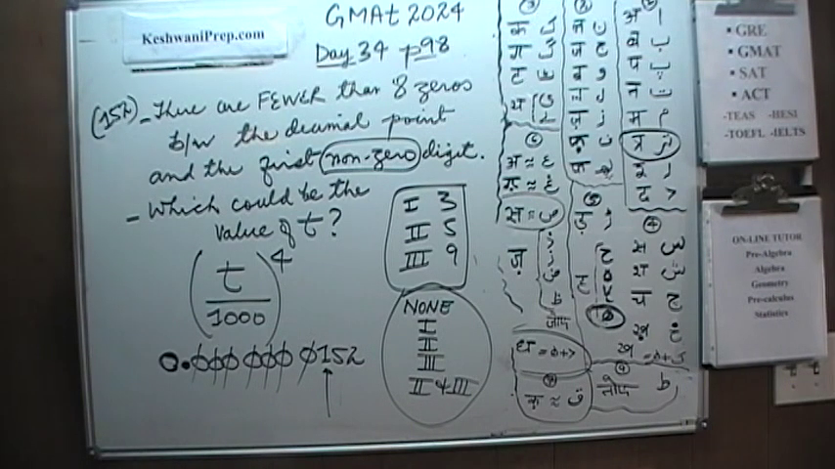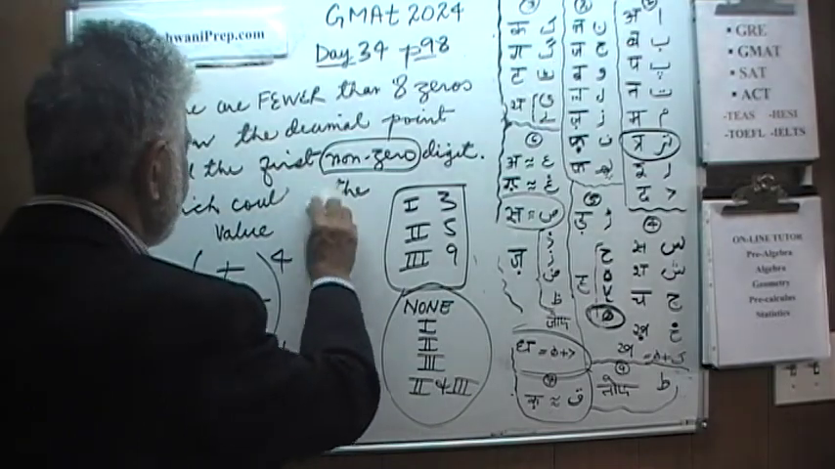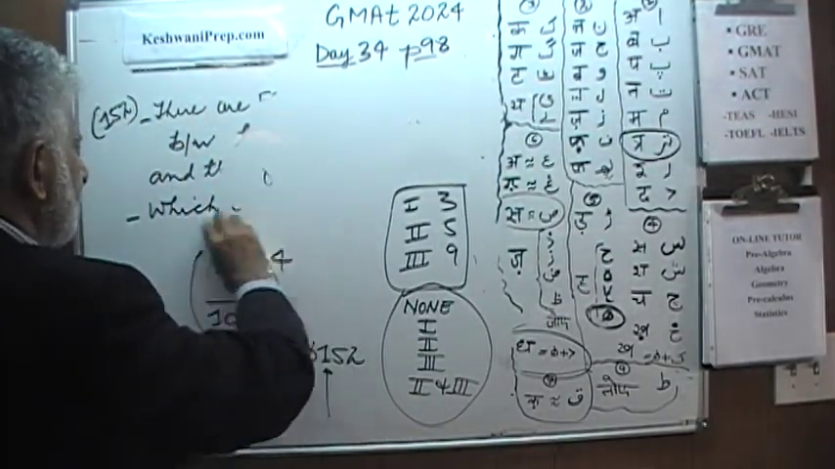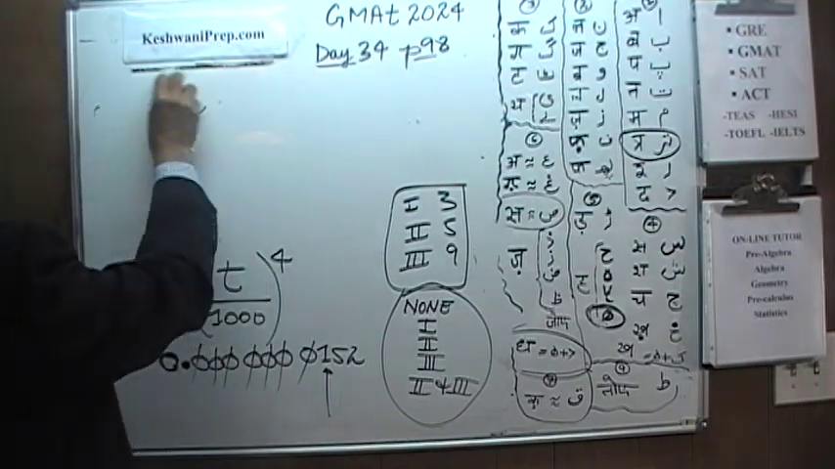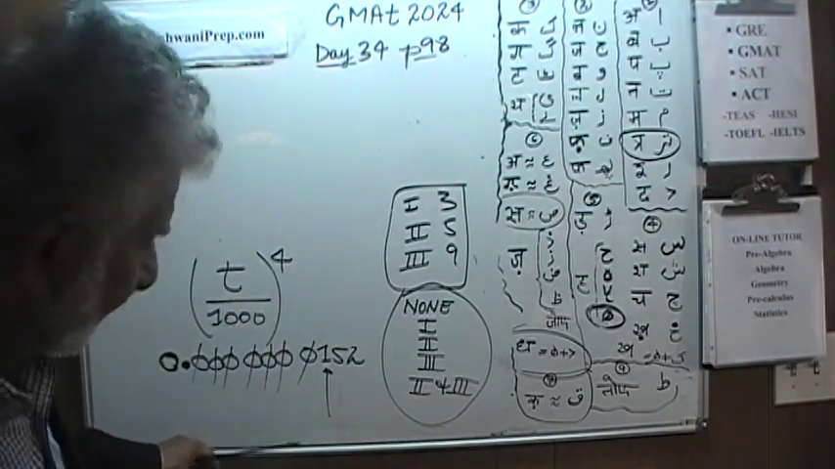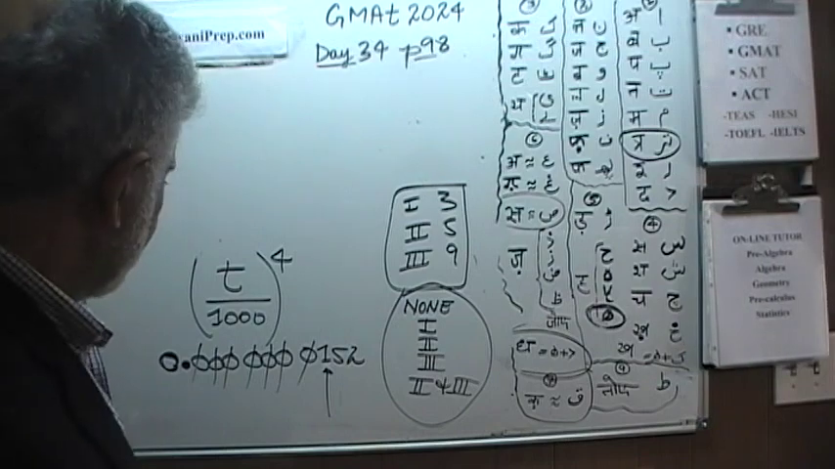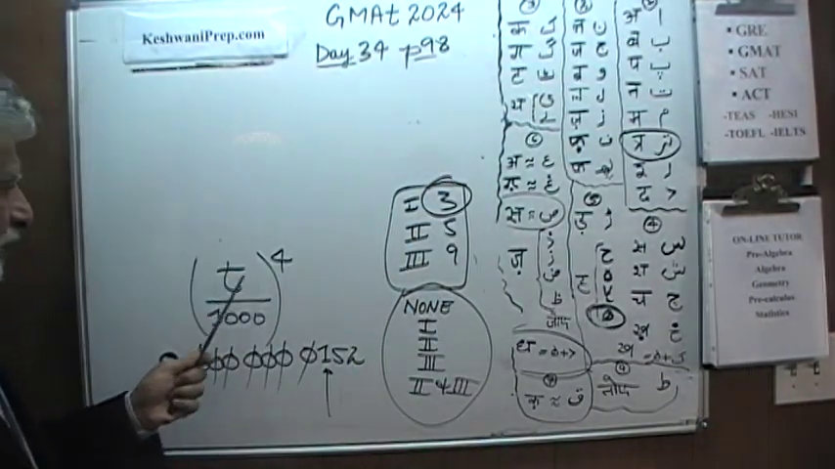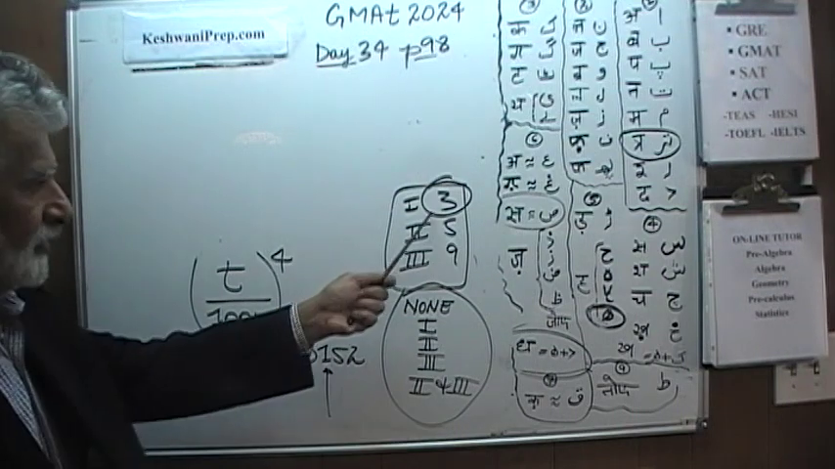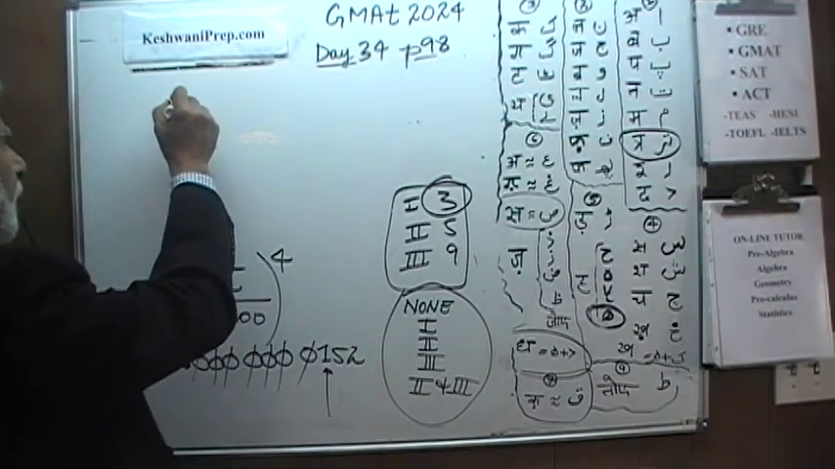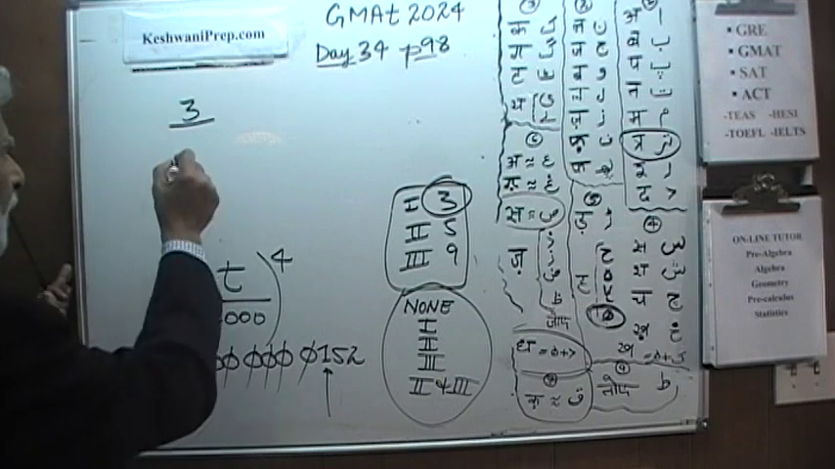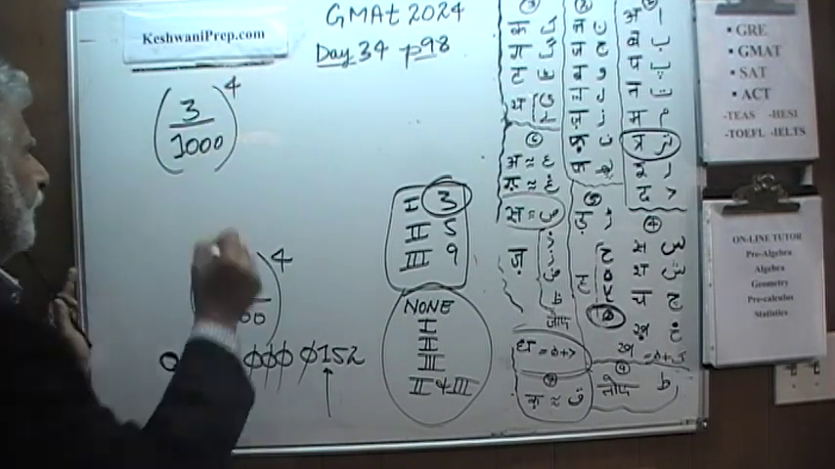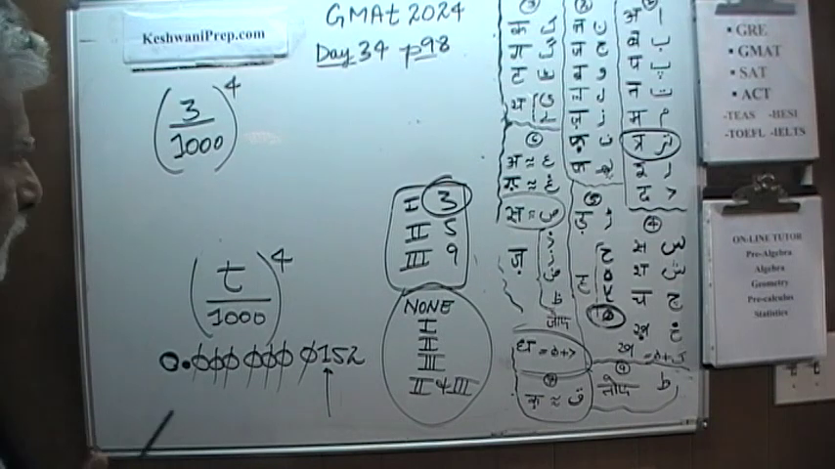Let's see what we can do, shall we? Let's begin with 3, obviously, because 3 is the first one there. Question is, can this t be 3? 3 divided by 1000 raised to 4. Would that work? Let's find out, shall we?